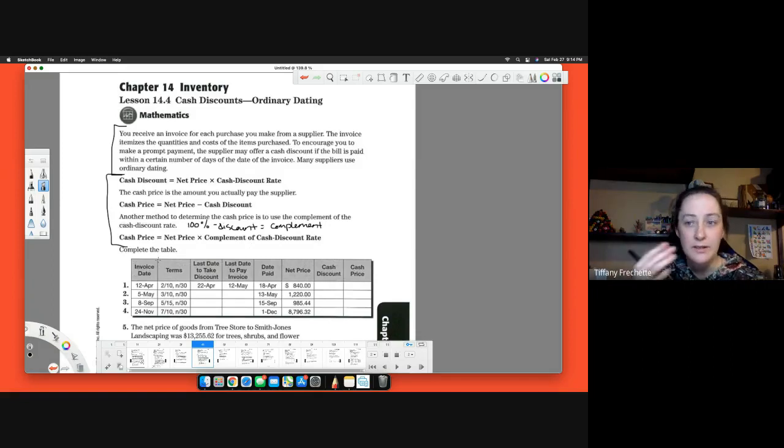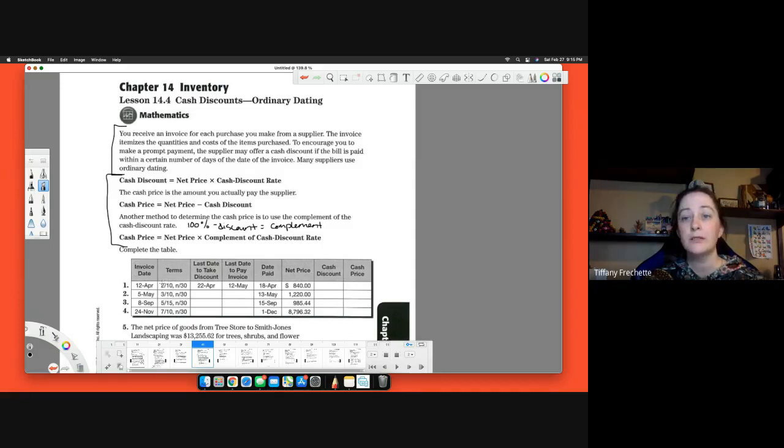All right, so we get to look at this table down here. This is a very common thing if you've looked at statements, especially for businesses. It's not quite as common for the individual person or personal purchases, but it's very, very common on business invoices. So we always have an invoice date, the date it was sent out, which was April 12th. And then the terms tell us when it's due and when we can take a discount.